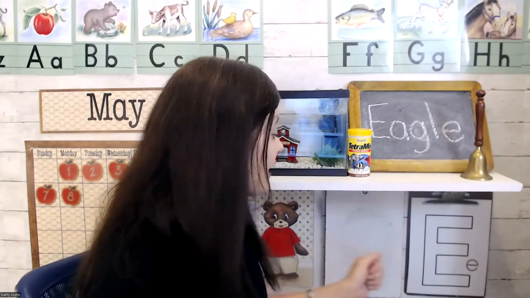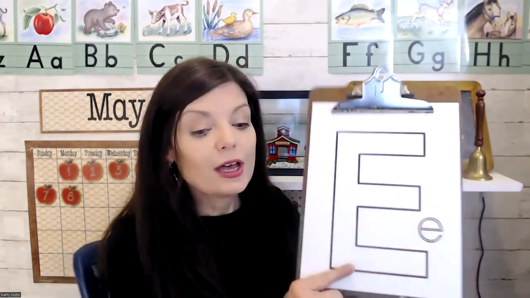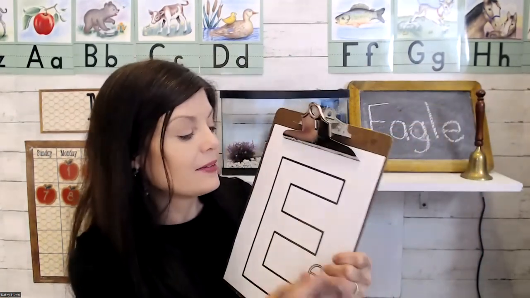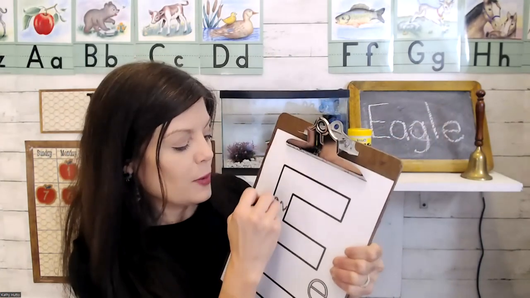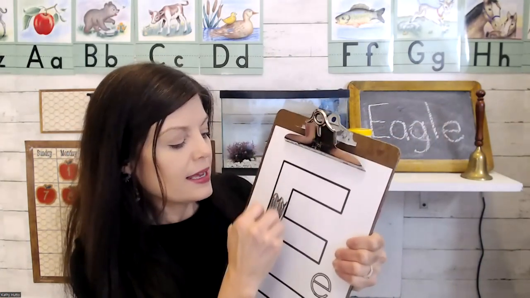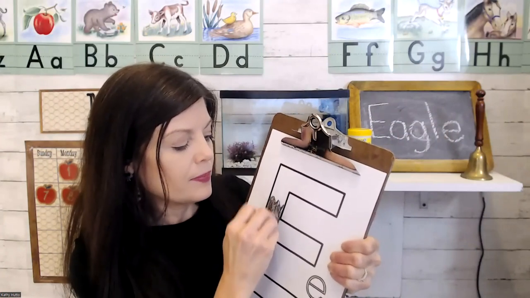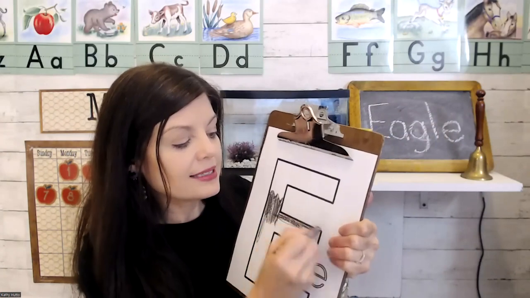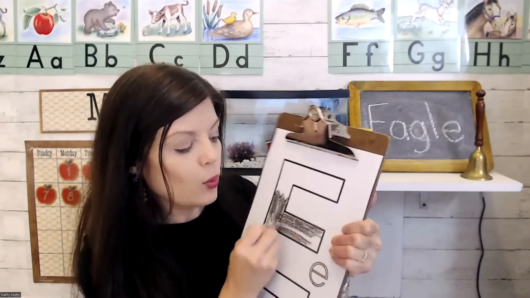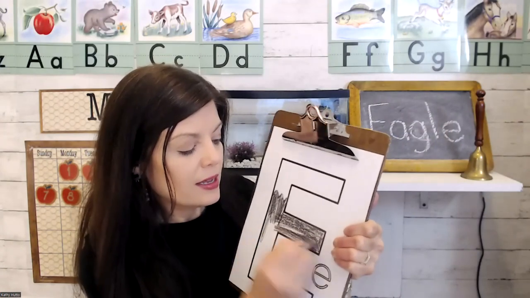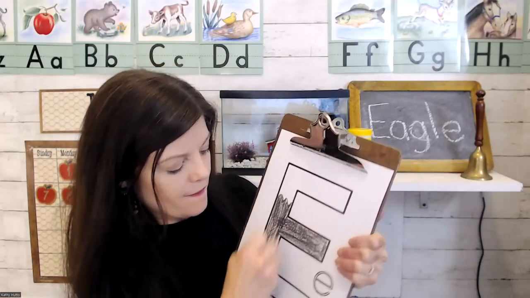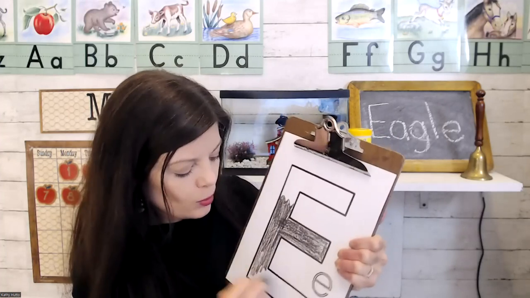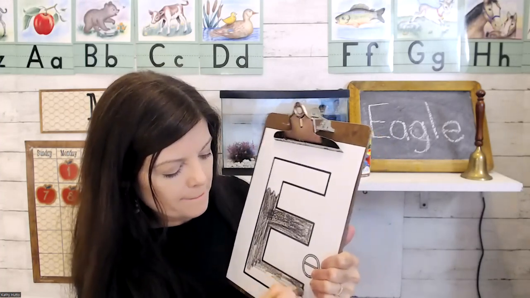Well, today E is for eagles, and we decorated our letter E today like an eagle by coloring the bottom part black. So I just did some zigzag lines, and all this part at the bottom is going to be black, because an eagle has black feathers at the bottom. And an eagle is called a bald eagle because at the top, it doesn't have black feathers. It has white feathers. It looks like it has no feathers, but they're there. They're just white. So we'll leave the top part white, and we'll make the bottom part black on our letter E.